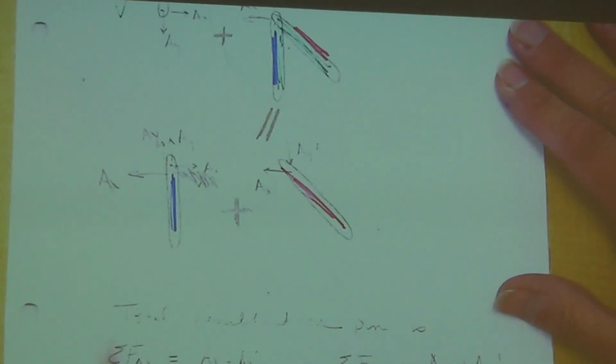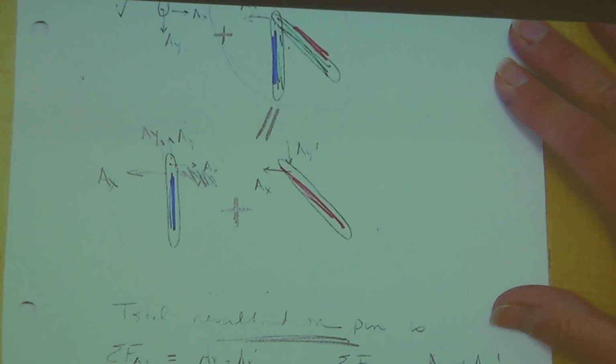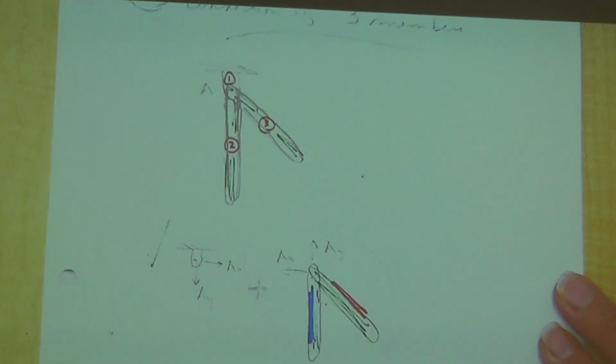So in the end, the total resultant force that's on the pin is a sum of AX and AX prime and AY and AY prime. Because that's what the pin is experiencing and that's what we have to design it for.